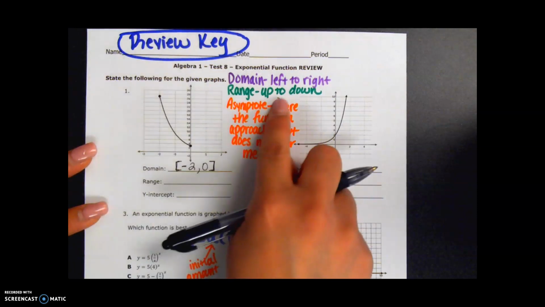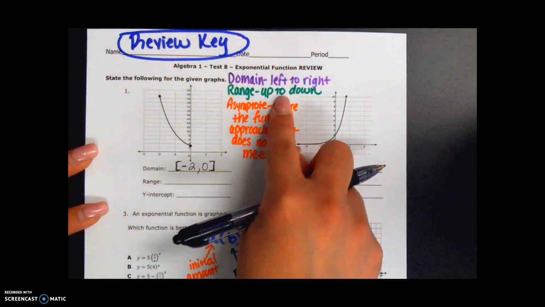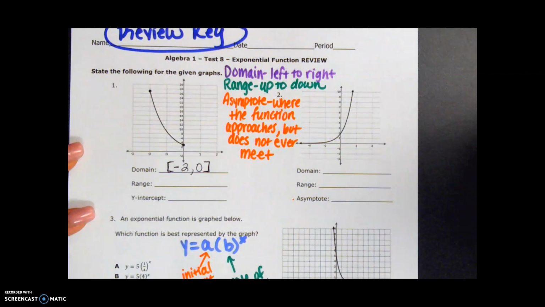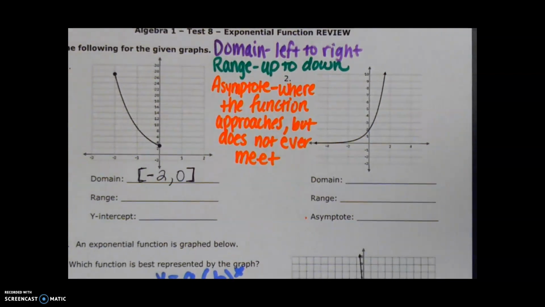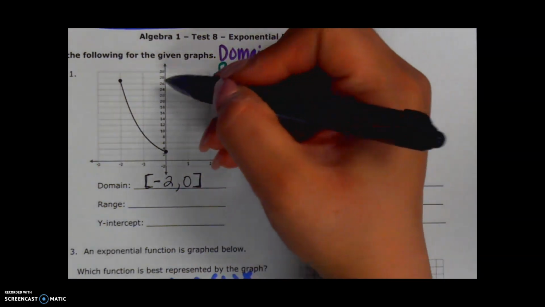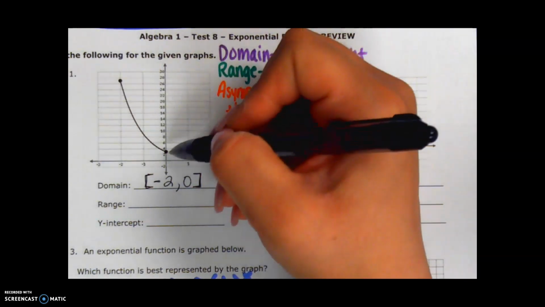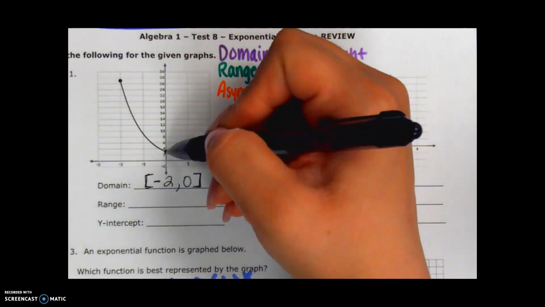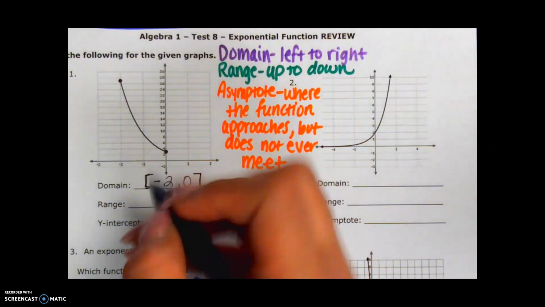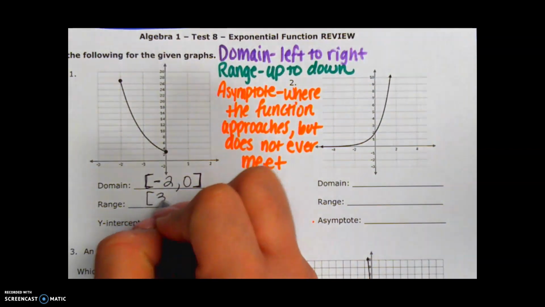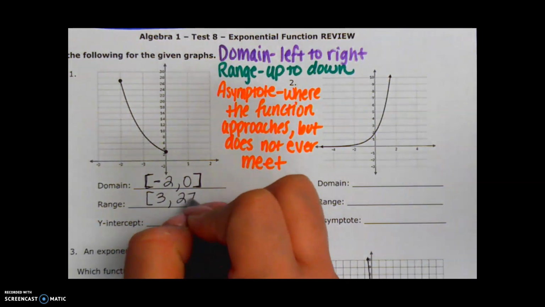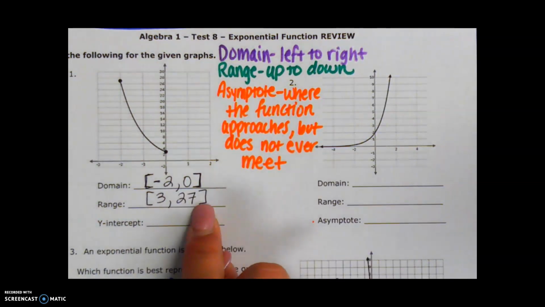Now, range is how far does this function go up to down. So let me zoom in a little bit. I can see the very highest point is at 27. The lowest point is at 3. So the range goes from +3 to +27. Again, they are closed dots, so I do brackets instead of parentheses.